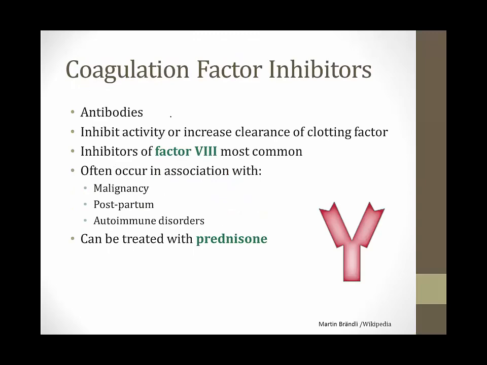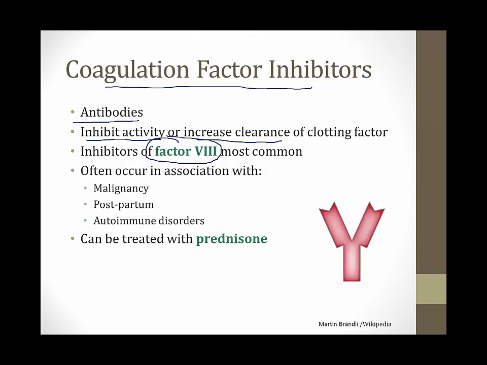The next coagulopathy we're going to discuss is the presence of a coagulation factor inhibitor. These inhibitors are antibodies that are directed against the clotting factor, and they either inhibit the activity of the clotting factor or they increase its clearance from the plasma. By either mechanism, they will lower the efficacy of that particular clotting factor. And the most common inhibitor is one directed against factor 8, and this has a clinical presentation very similar to hemophilia A with recurrent bleeding and joint bleeds.